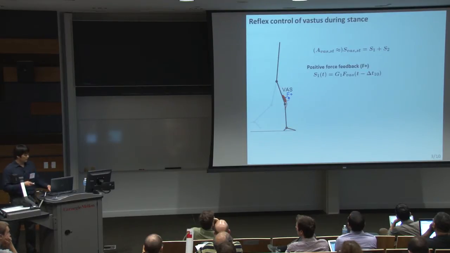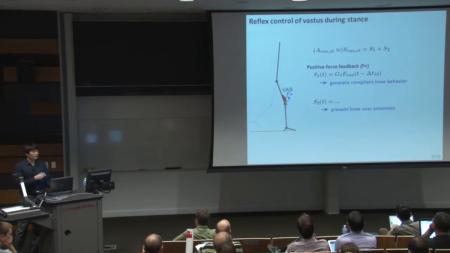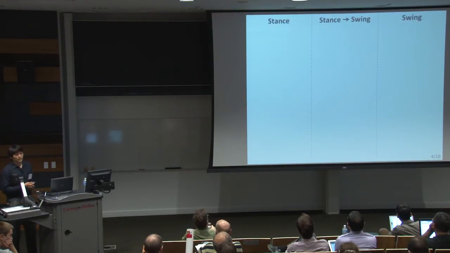and the muscle. And all of our reflex control encodes specific features, specific functionalities. For example, this positive force feedback generates compliant knee behavior. And the other pathway, which I won't go into details, prevents knee overextension. So instead of me describing all the detailed reflexes, I'll give the big picture about our controller based on the functionalities they encode.